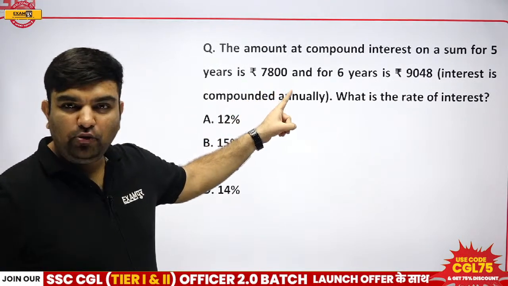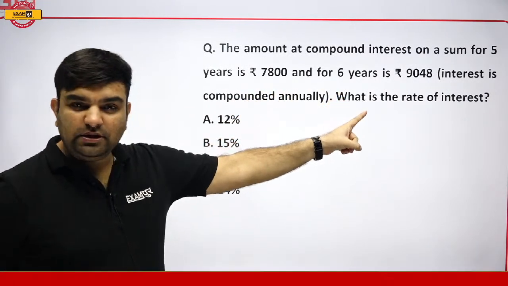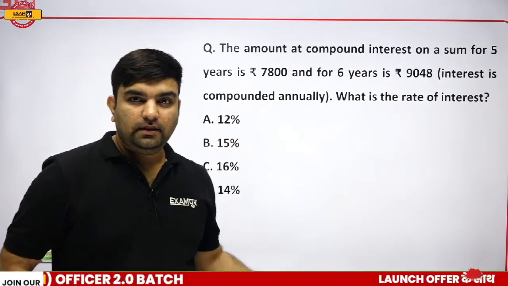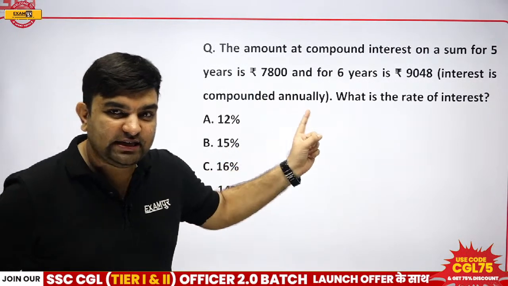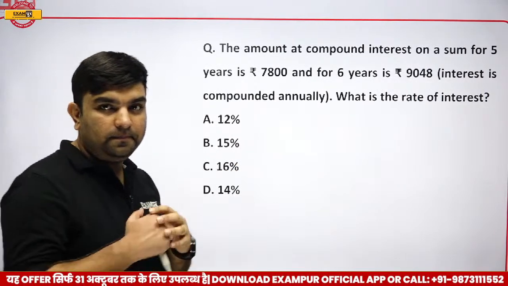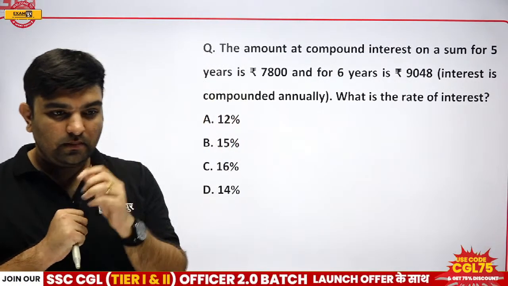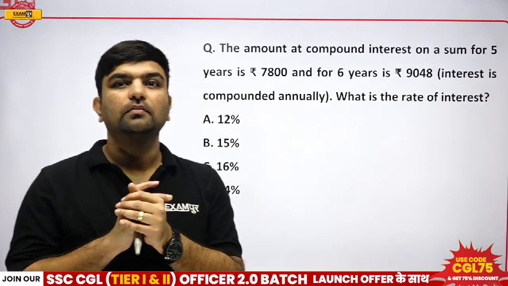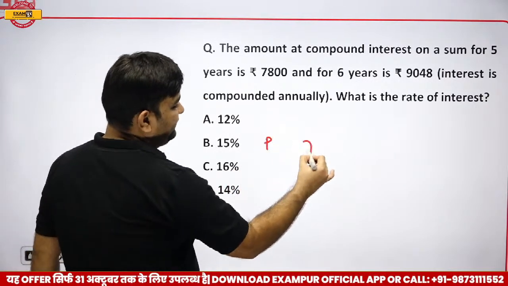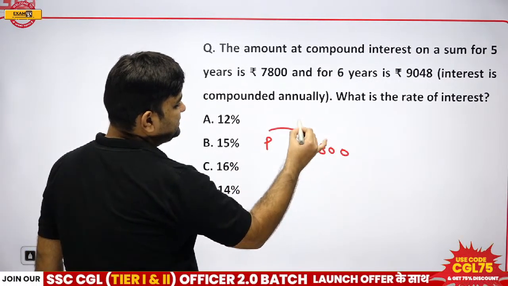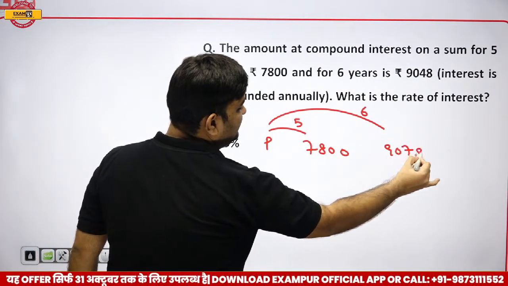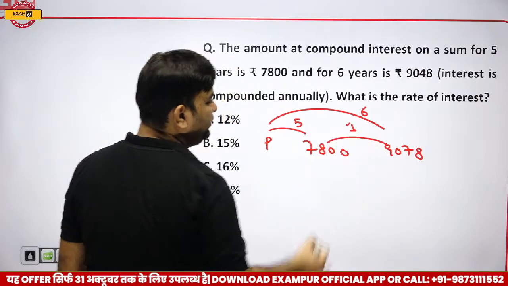After 5 years, amount is given. And after 6 years, amount is also given. P becomes 7800 in 5 years, and it becomes 9078 in 6 years. That is, in the next 1 year, from here to here.